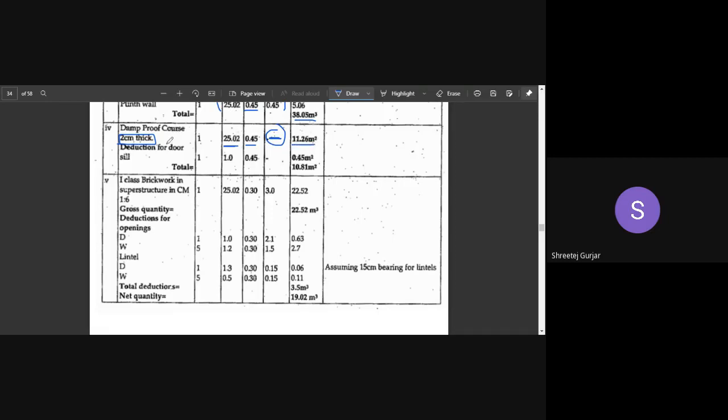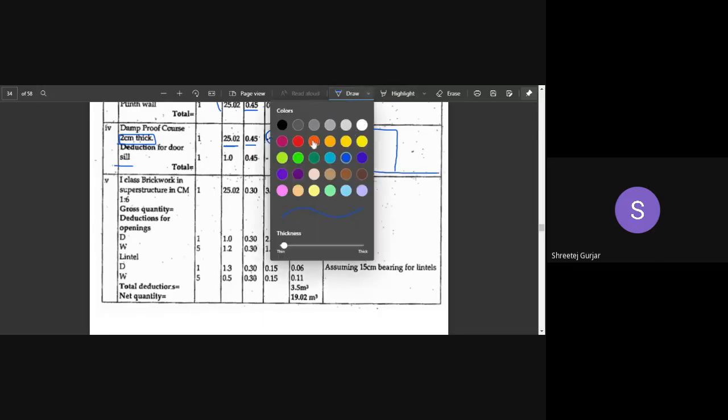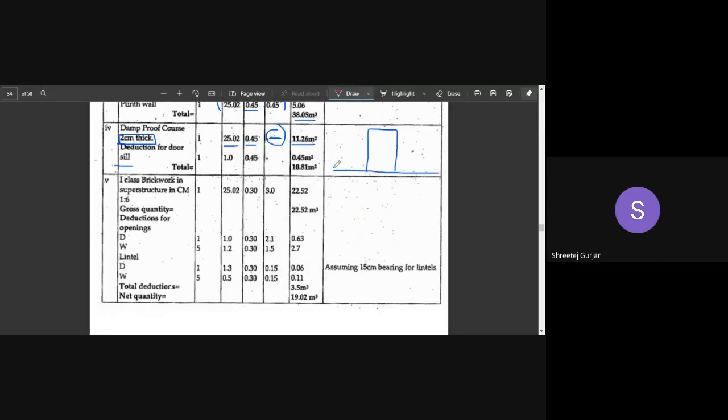So deduction for door sill. Meaning this is your door, and this is your third step level, and let me just draw the DPC, which is 2 centimeter thick. So this is your DPC. Now we have to deduct this part, because at this door, we should not provide a DPC. So this part we need to deduct. So how can we deduct?